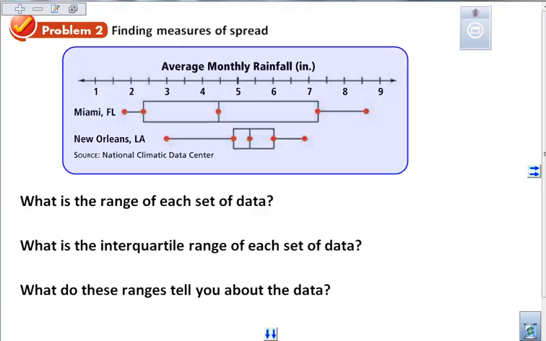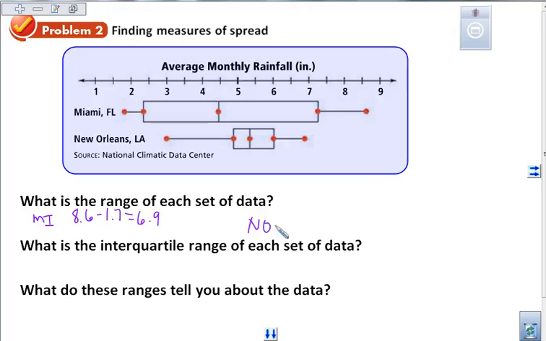Finding the measures of spread. What is the range of each data set? What is the interquartile range, and what do these ranges tell you? So for Miami, the range looks to be about 8.6, and over here this is about 1.7. So I did 8.6 minus 1.7, which gives me a range of 6.9.